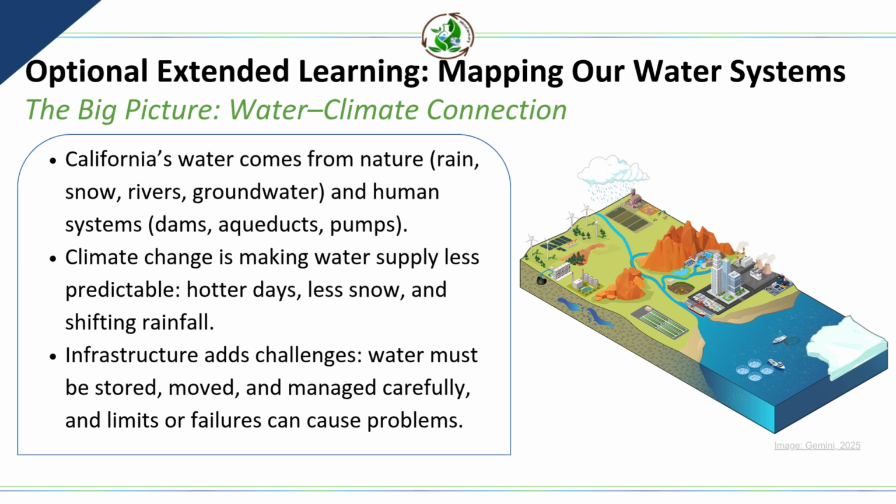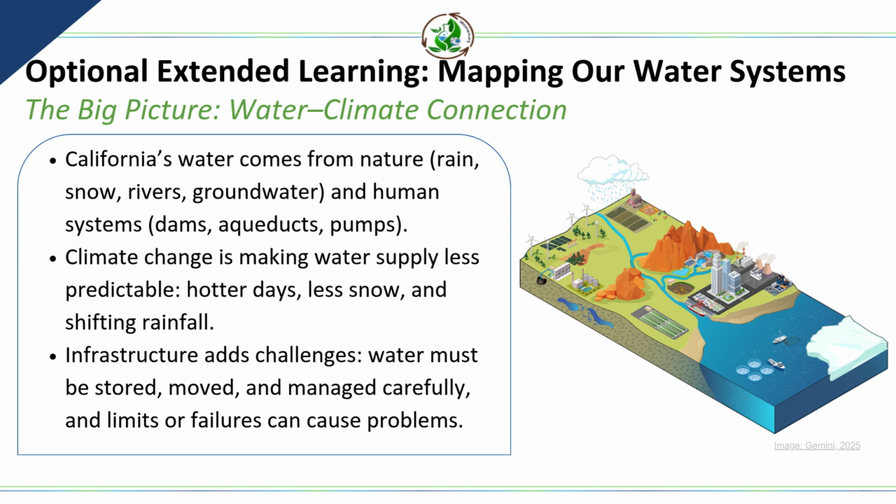Let's start with the big picture of California's water. Our water comes from natural sources, rain, snow, rivers, and groundwater, as well as human-built systems like dams, aqueducts, and pumps. Climate change is making this system less predictable. We're seeing hotter days, less snow, and rainfall that doesn't follow the old patterns.